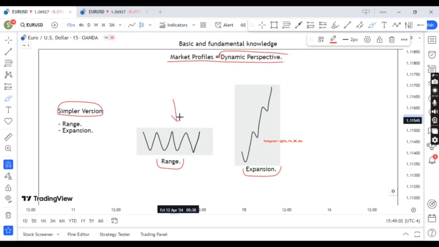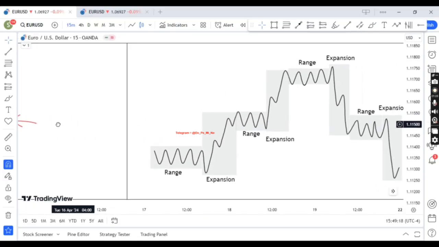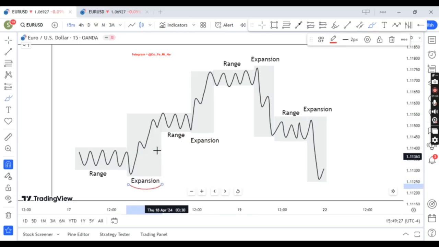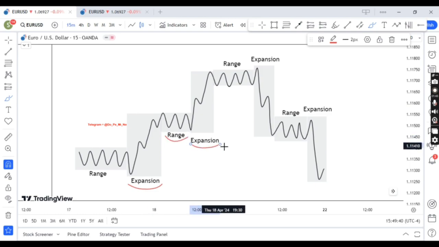Now, you guys have been taught only the simpler version of market profiles and are only familiar with this one, right? Now, the way the market moves is that it basically moves either in a ranging profile or an expansion profile. So first of all, we start with a ranging profile, and then after a ranging profile has ended, we then turn into another profile which is an expansion profile. And then after an expansion has occurred, we cannot have another expansion after it. After an expansion profile has ended, we turn into another ranging profile before making another expansion, right?